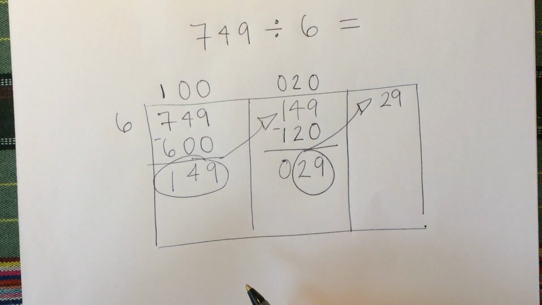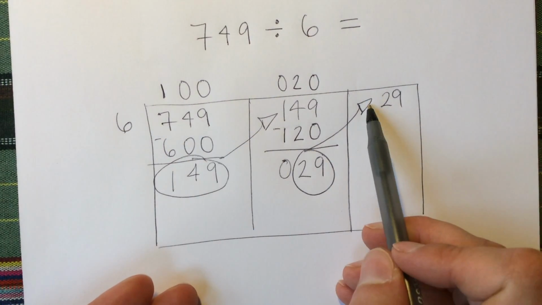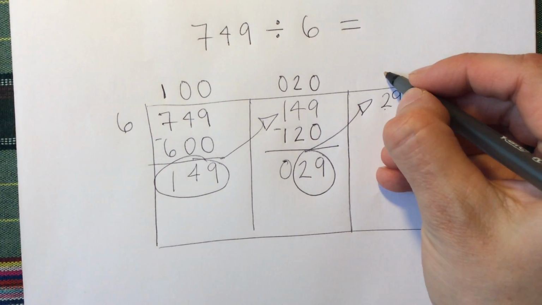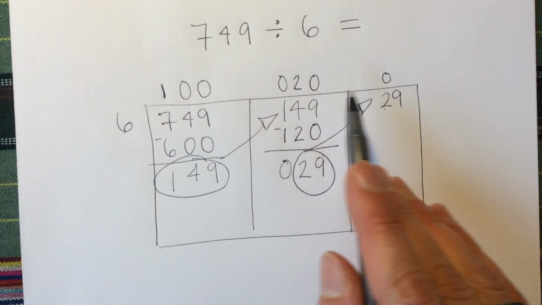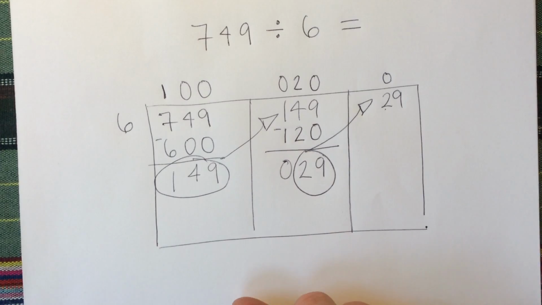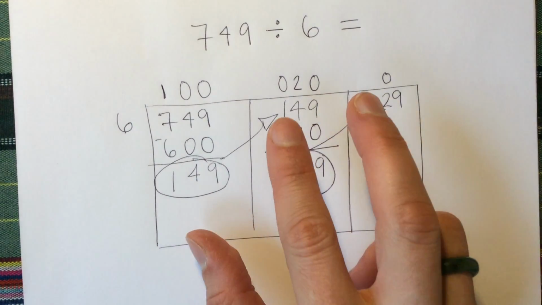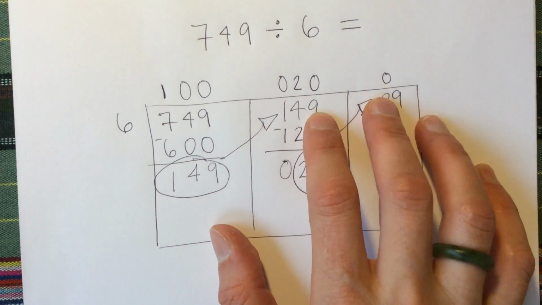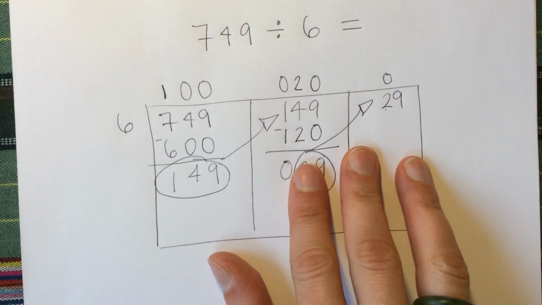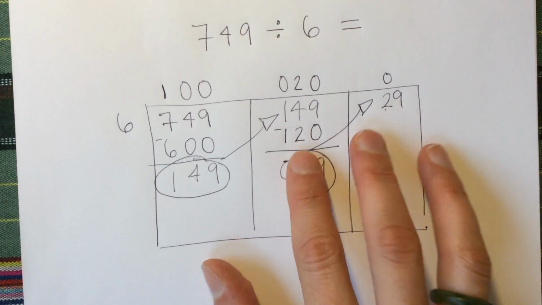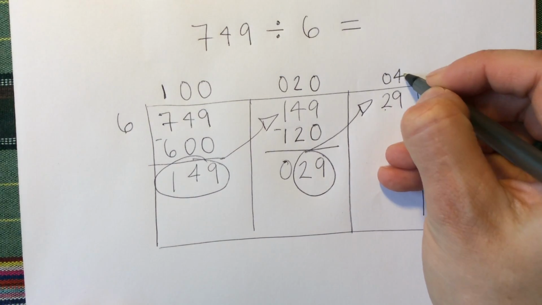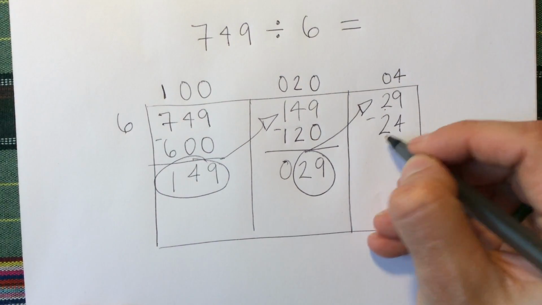And then finally, you say, can 6 go into 2? How many 6s? Well, it's not possible. So you put the 0. Then you say, can 6 go into 29? Well, here we go. Let's sing the 6 song. 6, 12, 18, 24, 30. Well, I went too far. 6, 12, 18, 24. So 30 was too much, so we stop at 24. So 4 times 6, that was 24.